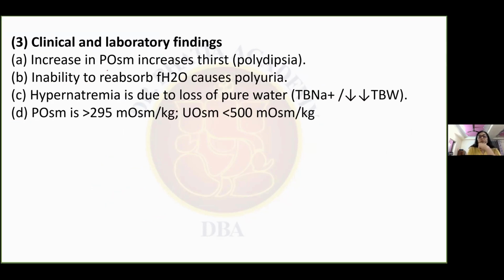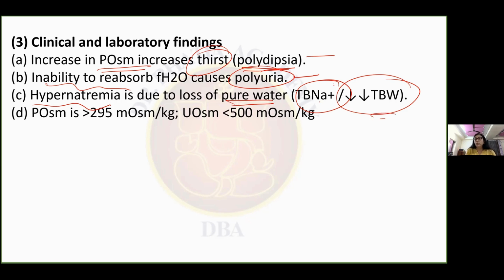Now, an increase in the plasma osmolality will cause polydipsia. The patient will be thirsty. Inability to reabsorb water will cause polyuria. So polyuria with polydipsia with hypernatremia, because of the loss of pure water. There is conservation of sodium. There is only loss of total body water. The total body sodium is normal, but it is the total body water which is lost. So there is hypernatremia: plasma osmolality is rising, whereas urine osmolality is low, so dilute urine is passed.